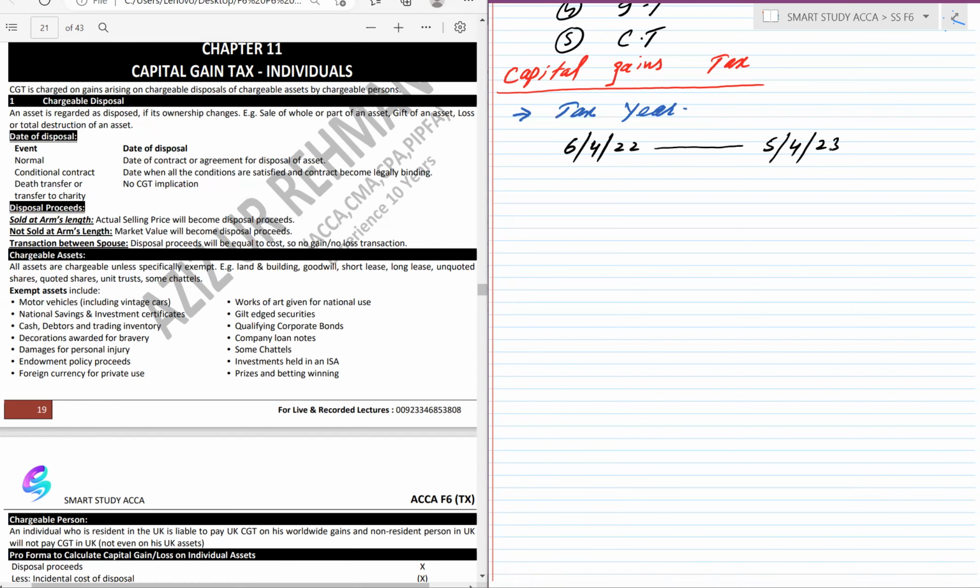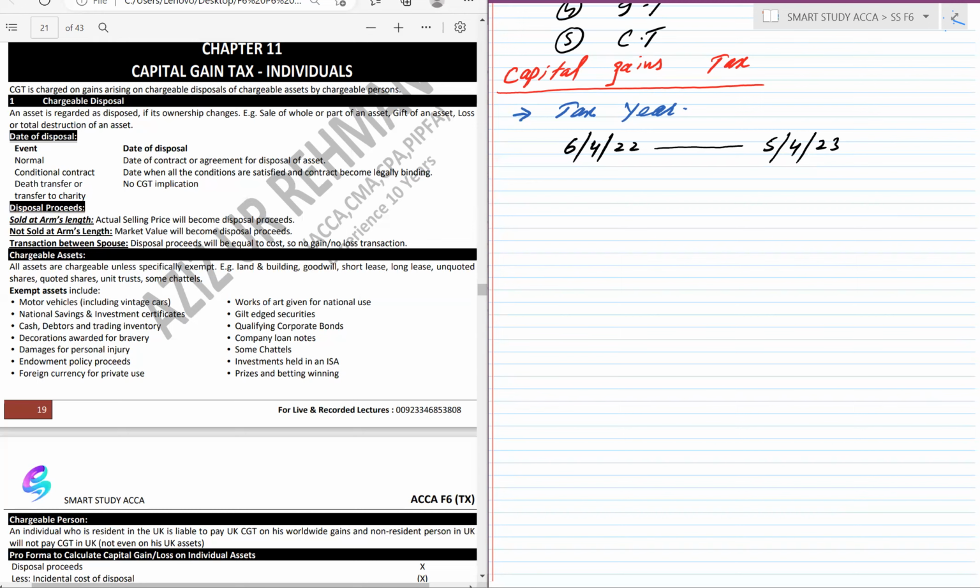So we will check the number of assets which we have sold during this tax year. We will calculate their profits and losses and we will pay tax on it. That is called capital gains tax. So capital gains tax will be calculated for the tax year.